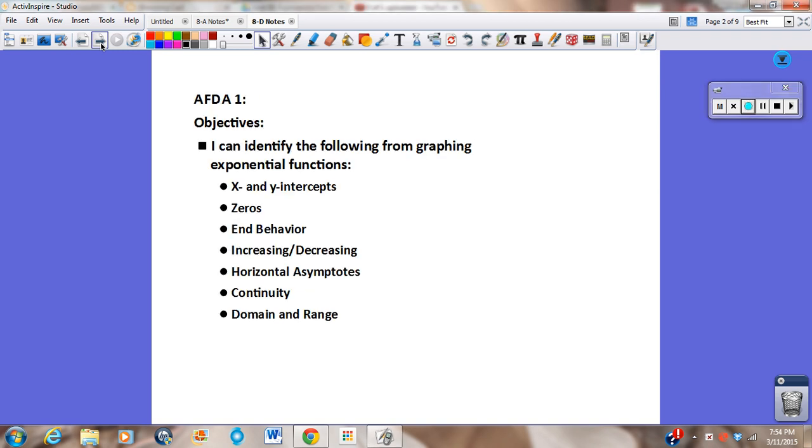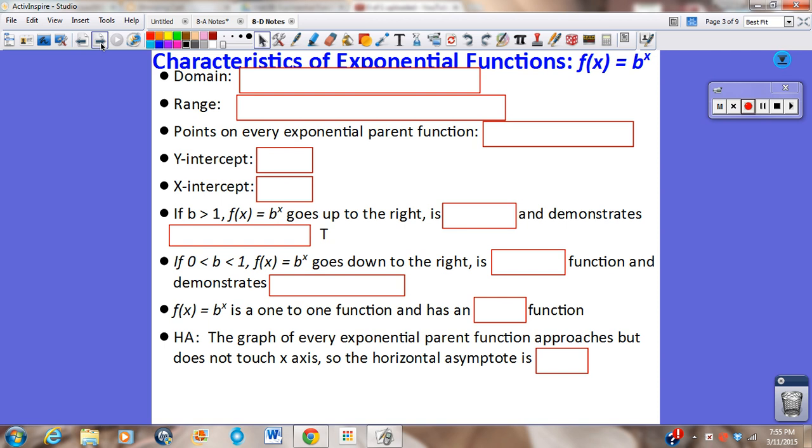What you're gonna be able to do here is identify the following when you graph an exponential function: x and y intercept, zeros, end behavior, increasing, decreasing, horizontal asymptotes, continuity, and domain and range. Now keep in mind, if you have a graphing calculator, you really want to be using it because it makes the graphing so easy. Now, characteristics of exponential functions here.